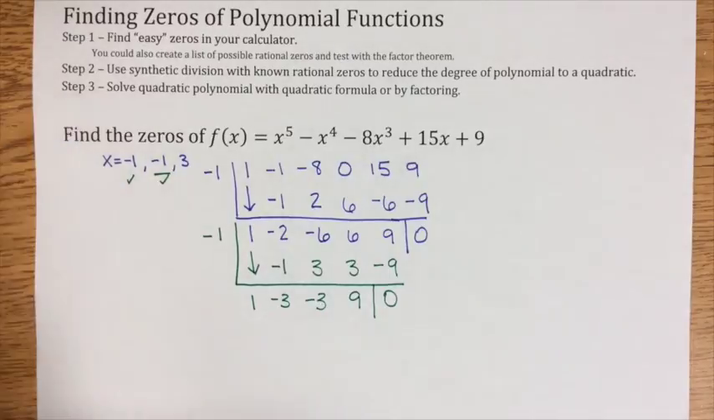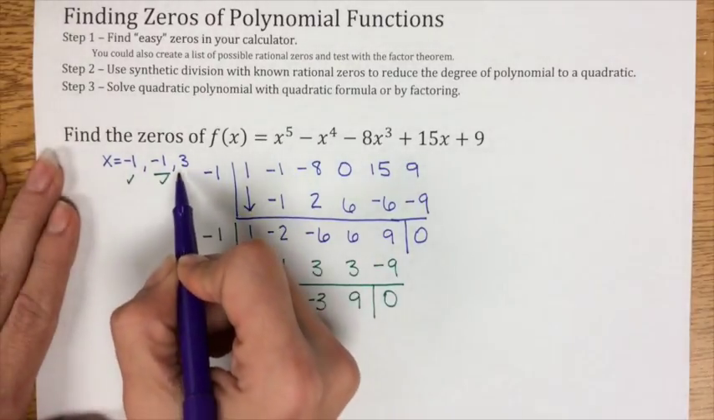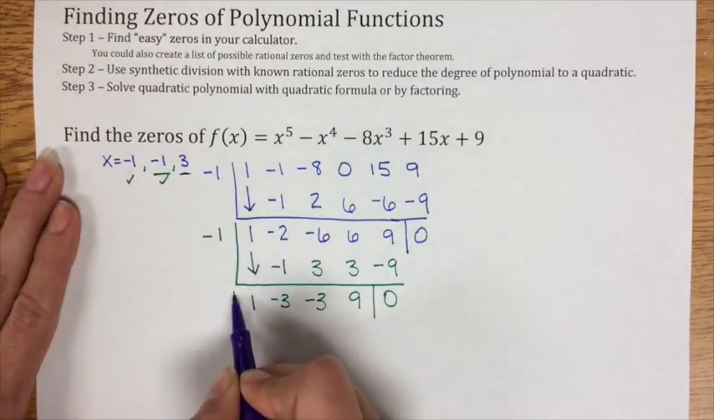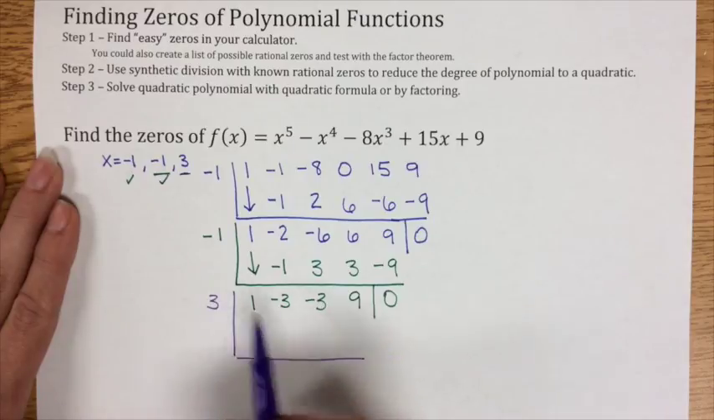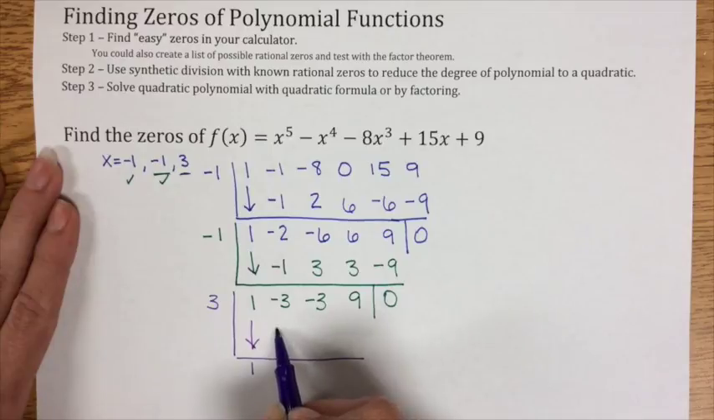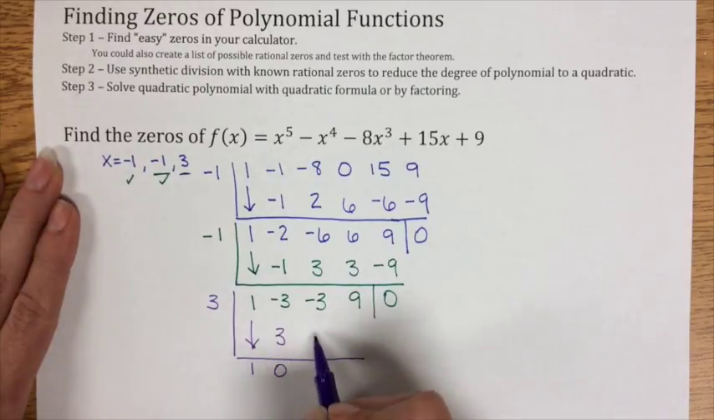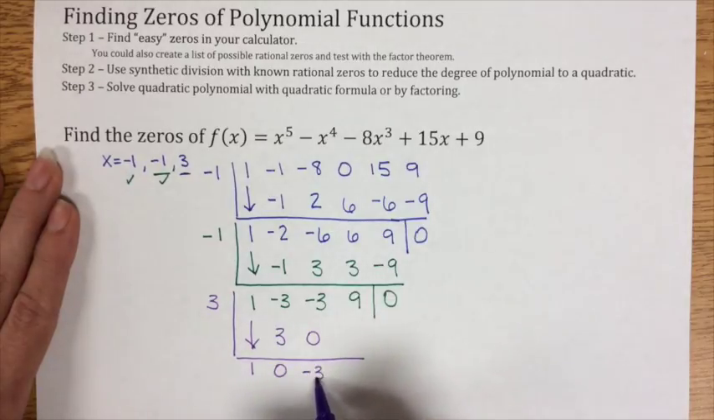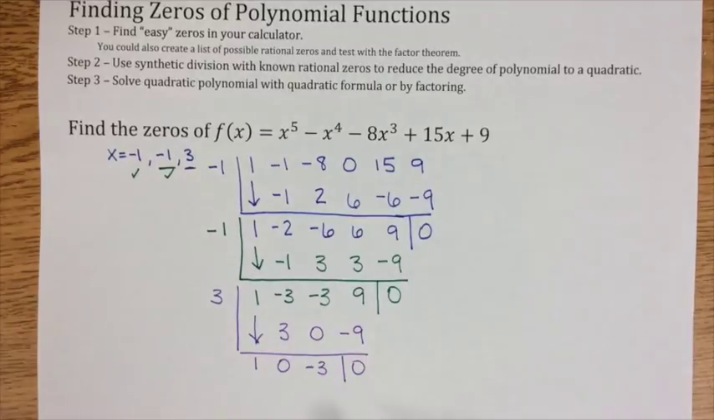And now it's time to use the last 0 we found in our calculator. So we're going to use this 3 this time. So we're going to bring down this one more time, and we're going to put a 3 out here. Bring down our first term. 1 times 3 is 3. Add down, I get 0. 0 times anything is 0. Add down, I get -3. -3 times 3 is -9. Add down, and I get 0. So our final quadratic is right here.